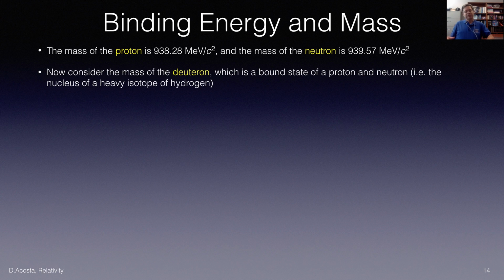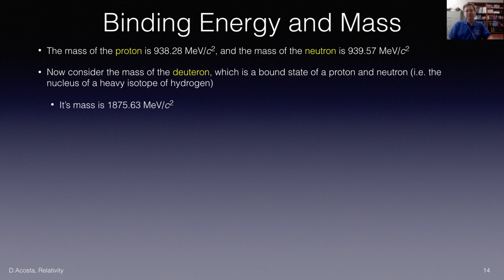Now let's consider the mass of a deuteron, which is a bound state of a proton and neutron. In other words, it is a heavier isotope of hydrogen. It's still got just charge plus e in the nucleus, but you have this extra neutron, so you have a bit more mass in the nucleus. That's an isotope of hydrogen called deuterium, with the electron in the atom, but the nucleus itself is called the deuteron. All right. The mass of the deuteron is 1875.63 MeV.